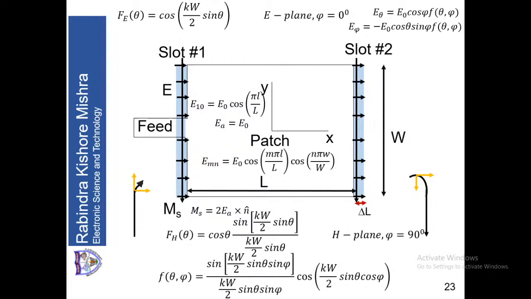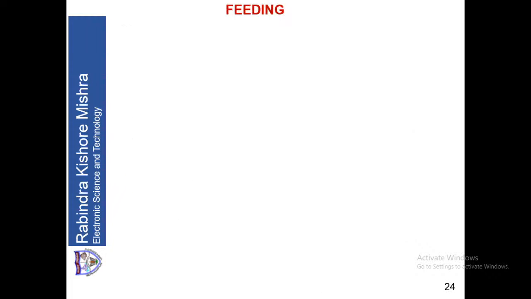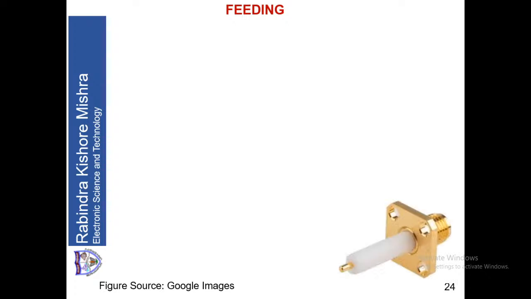The coaxial feeding in the patch antenna, in the frequency range in which we use it, from 900 megahertz to about 5 gigahertz, we use a coaxial connector which is called the SMA connector. You can see for the feeding, I have taken all these figures from Google images. Now see, you can see the SMA connector. So this is the SMA connector.